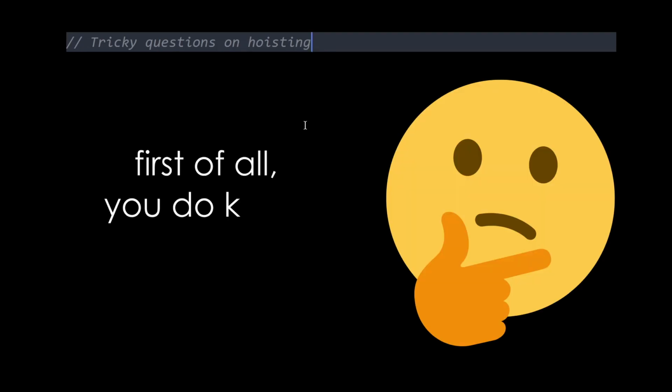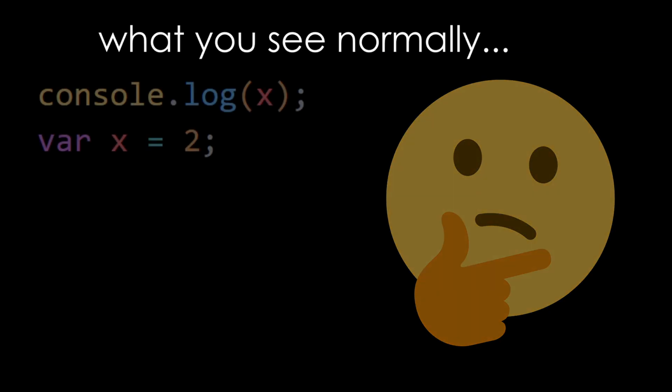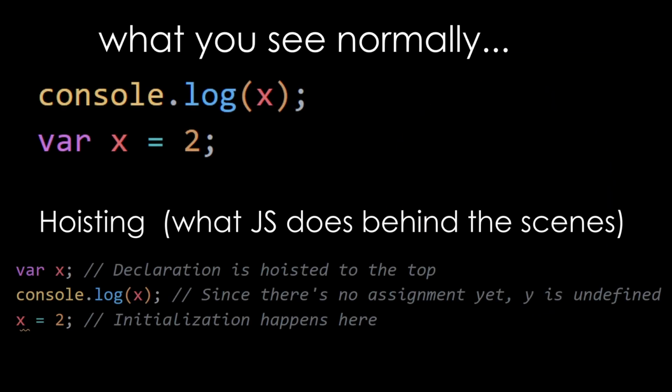And before I start, I'm assuming you have an idea of what hoisting in JavaScript is. In short, hoisting is a JavaScript mechanism where variables and function declarations are moved to the top of their scope before code execution. Alright, so let's start with an easy one first.